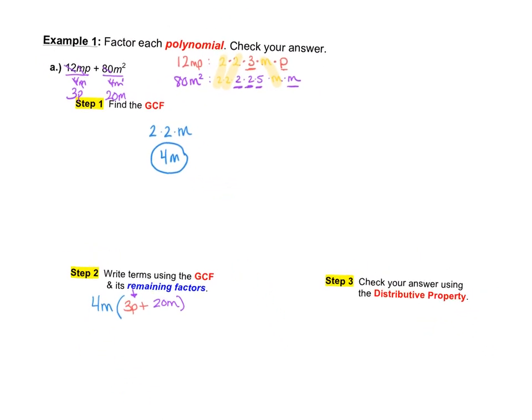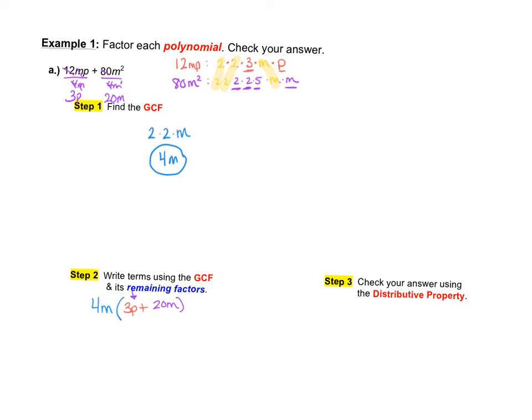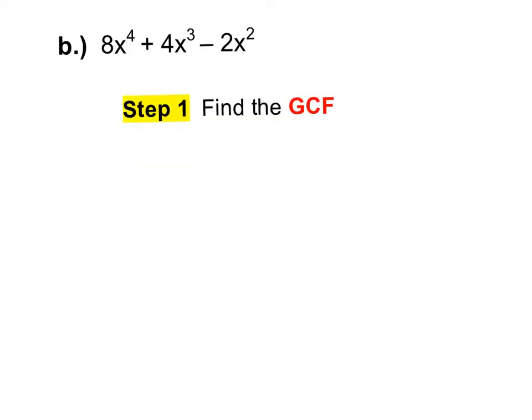Okay, and we can check our work with distributive property. If you distribute that 4m to both terms, then I would end up with 4m times 3p plus 20m. Distribute that 4m to both terms, and I get 12mp plus 80m squared.